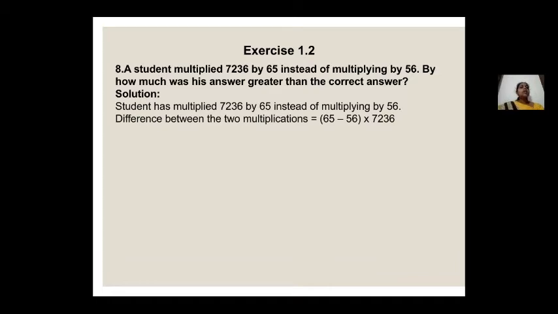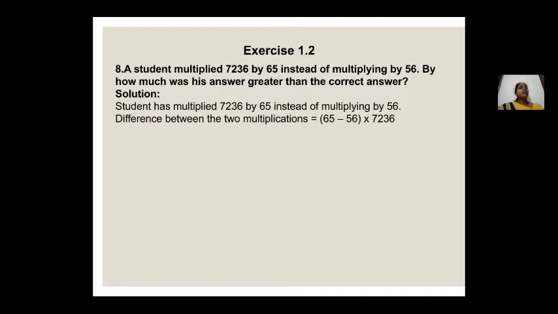Multiplication means repeated addition, right? Multiplication is repeatedly adding. If you multiply by a greater number, the answer is also greater. Here 65 is a greater number compared to 56. So if you multiply with 65, obviously the answer will be greater. So here the student has multiplied 7236 by 65 instead of multiplying by 56. We need the difference between the two multiplications.